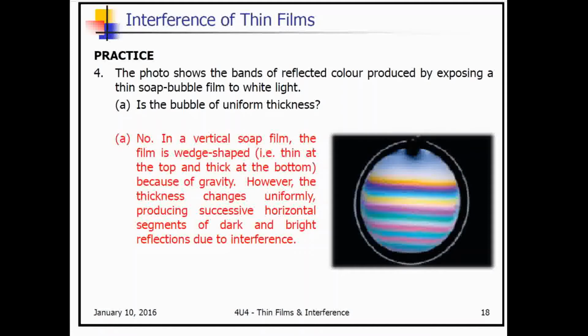Next it says, is this soap bubble of uniform thickness? I've already explained about the gravity idea. It's not of uniform thickness. We have various thicknesses here. We have the thinnest part at the top and the thickest part at the bottom. And we see a change in the interference pattern of the thin films throughout because of that.